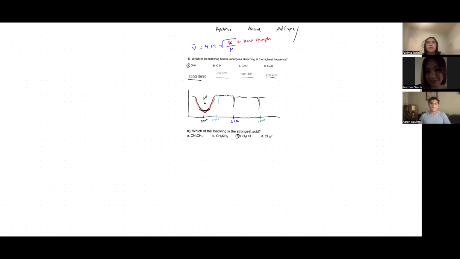Number 8, strongest acid. Wait, I thought we were doing 7. That was 7, no? Did I skip 6? Well, spoilers. 7 is how many stereoisomers of 4-chloro-2-methylpentane can exist. How many isomers of this?